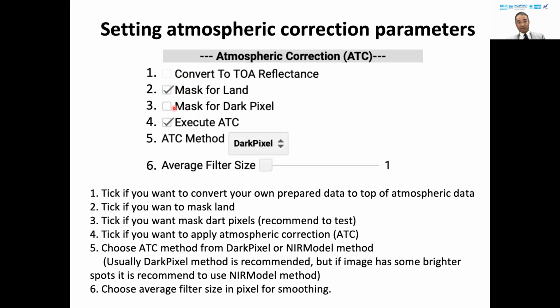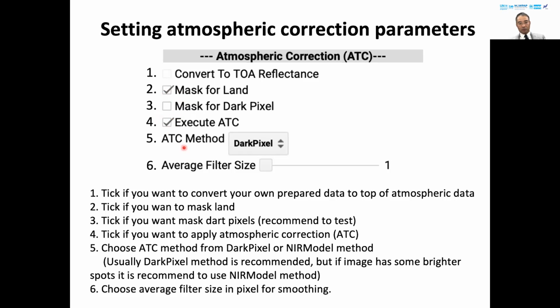The number 3 in the middle is, as I explained, an option for very clear water in a tropical zone where the transparency is very, very high. So if your case study area does not have such clear water, it's better not to use this option. So this is my typical setting in the temperate zone, just checking number 2 and 4.